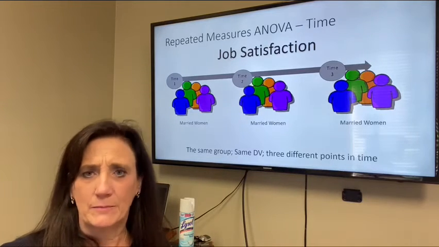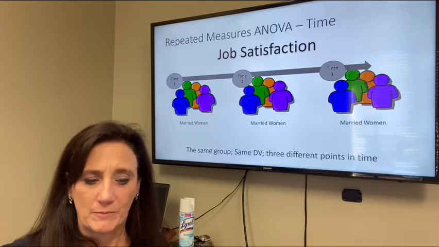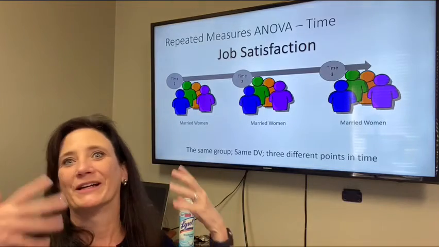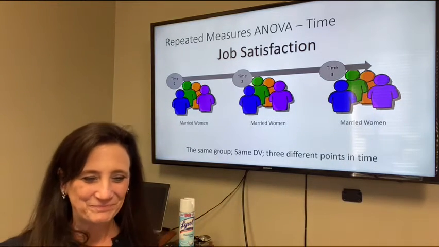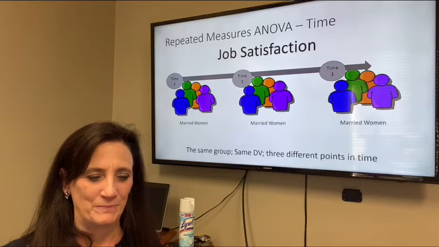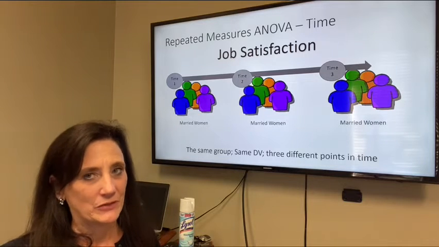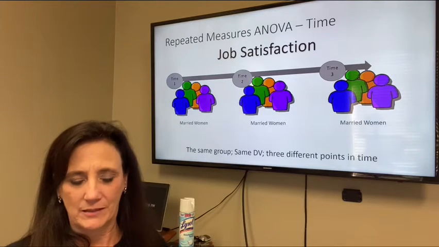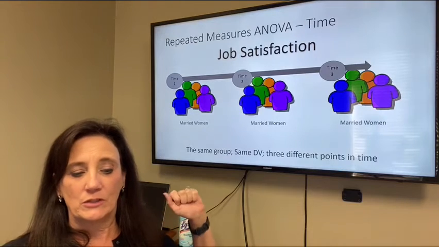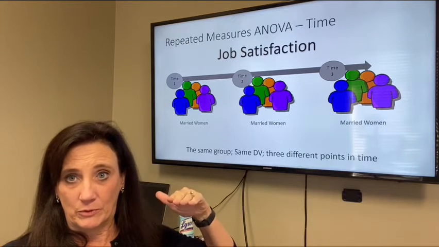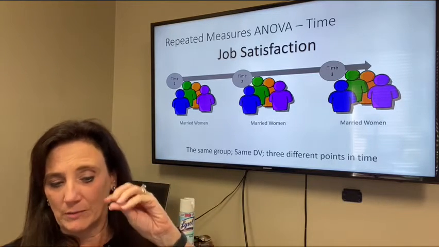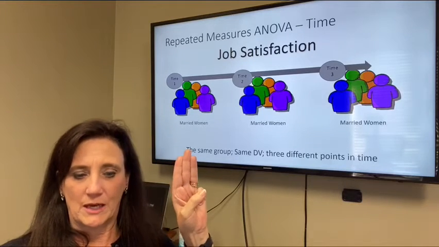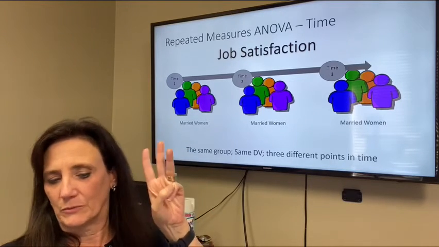Let's look at the example about time one more time, or again, let's look at a different example. All right, so again, same dependent variable, job satisfaction. Now we're going to look at the same group of people. In this case, it's married women across 3 different time points: time 1, time 2, time 3.